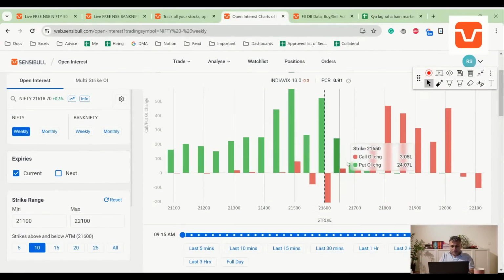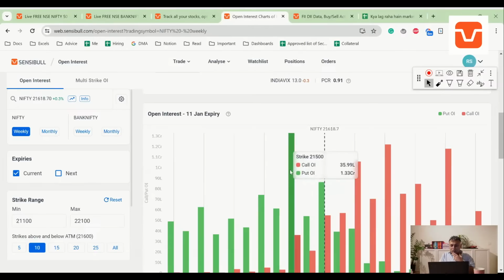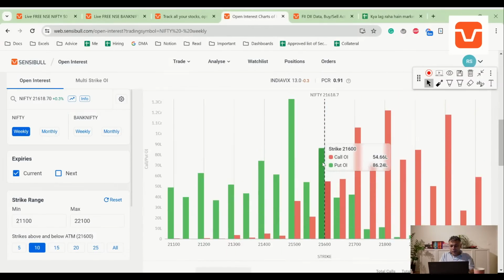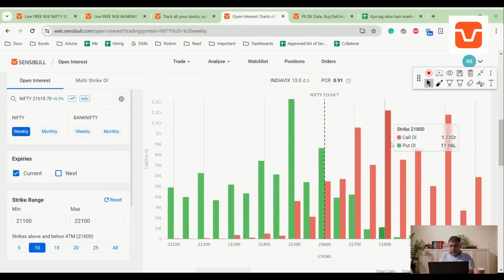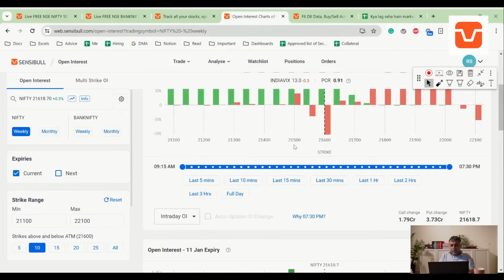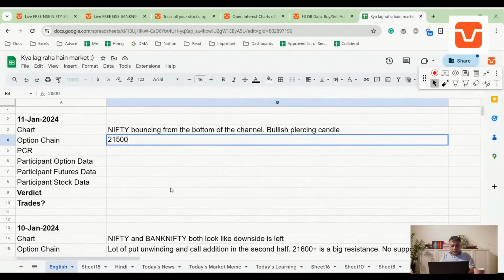Now if you look at the option chain, plenty of puts written, 21,600 calls gone. Overall, 21,500 seems like a big support. 21,600 is somewhat of a support. 700 is a resistance, right? So this is a zone. 800 is also a resistance. 500 is a big support now because there were plenty of puts added at 21,500.